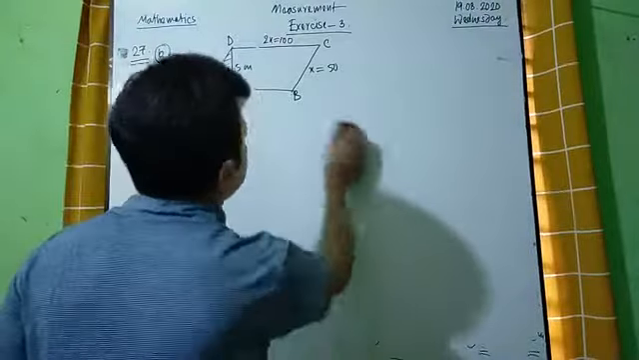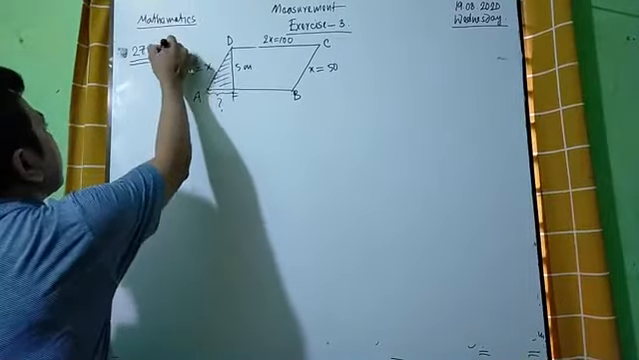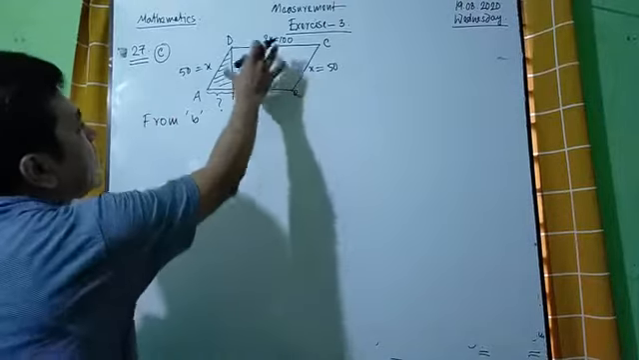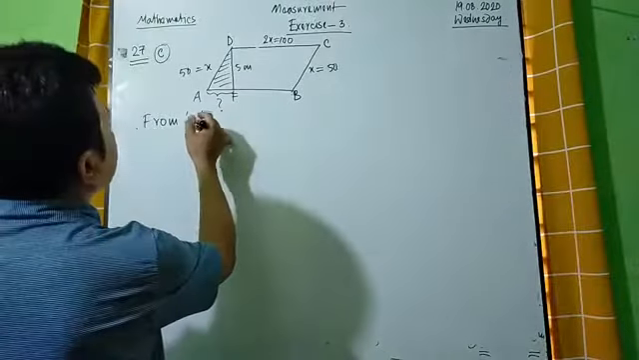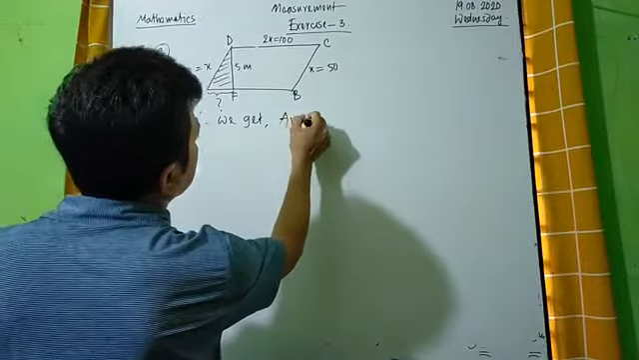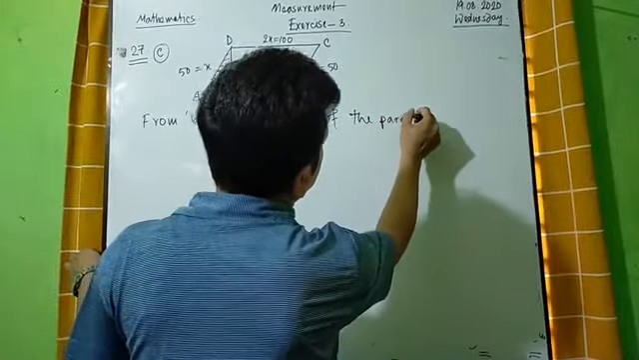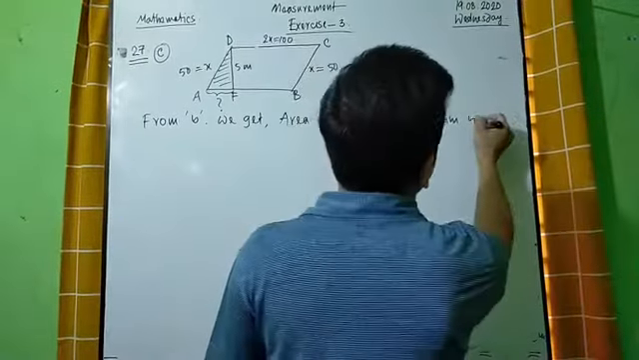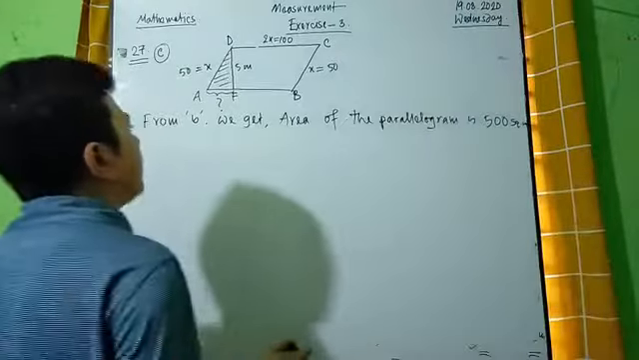Okay, let's see how we can find it out. From B, this one is C. From B we get, you have to write this new figure in your copy. The area of the parallelogram is 500 square meter.